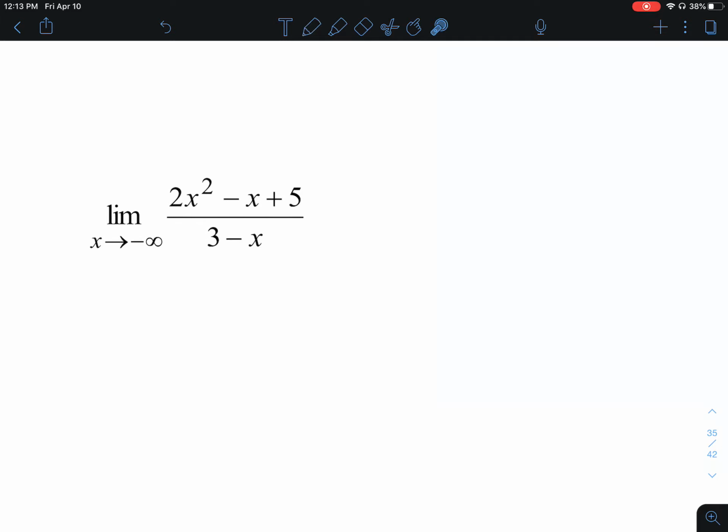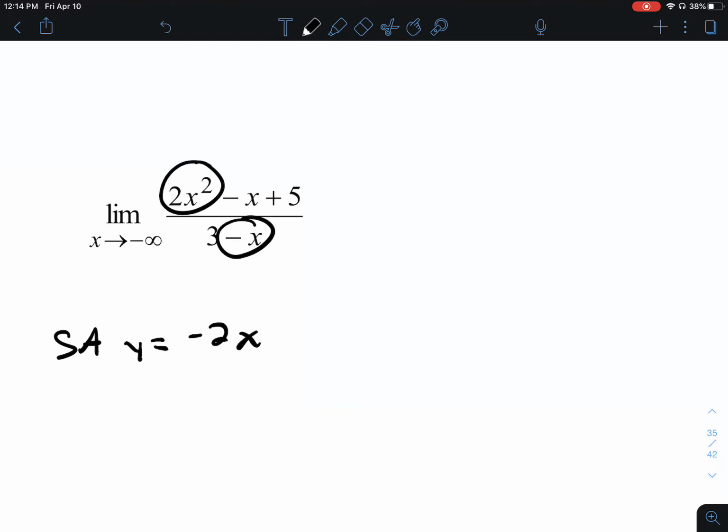Here, let's see, the top's growing faster than the bottom. That means there's no horizontal asymptote. It does mean there's a slant asymptote. To find the slant asymptote, if we were to use long division, you would find that it's negative 2x. Now you could also use synthetic division. That would work as well.